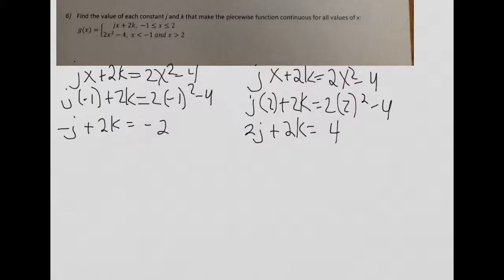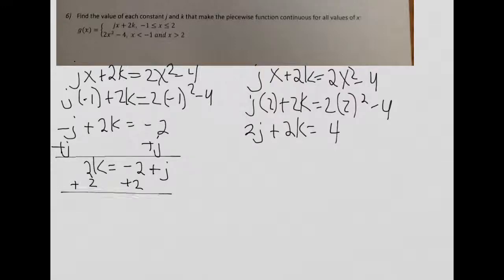Okay, here we have two equations. Now, this one actually is nice. It has a -j. I want to make it positive, so I'm going to bring it over to the other side by adding it. Bring down the 2k, -2 plus j. Then I want to solve it for j, so I'm going to add 2 to the left side. So I get 2k plus 2 is my value for j.